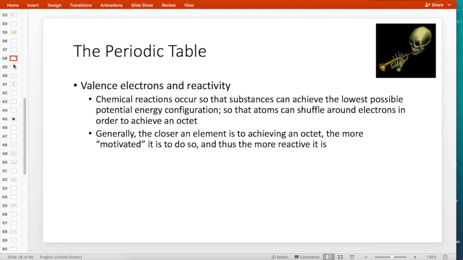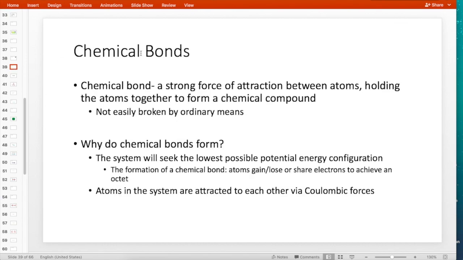All right, enough review. Let's get down to business for today. Today I want to begin discussing chemical bonds. A chemical bond is a strong attractive force between atoms, holding the atoms together to form a brand new substance called a chemical compound. Chemical bonds are not broken by ordinary means. You need to know that chemical bonds are, technically speaking, electrostatic forces.